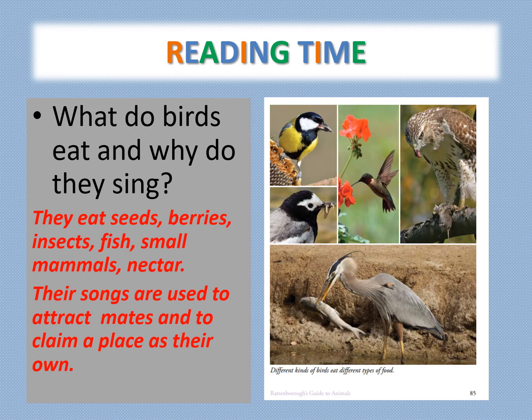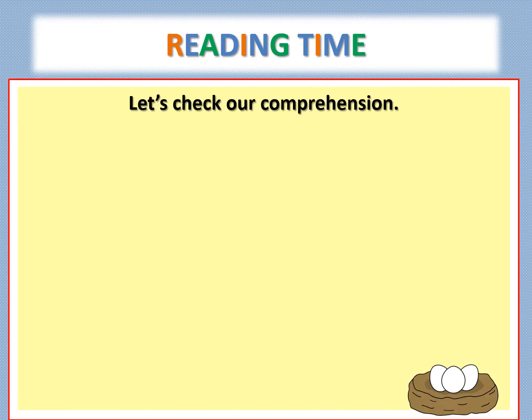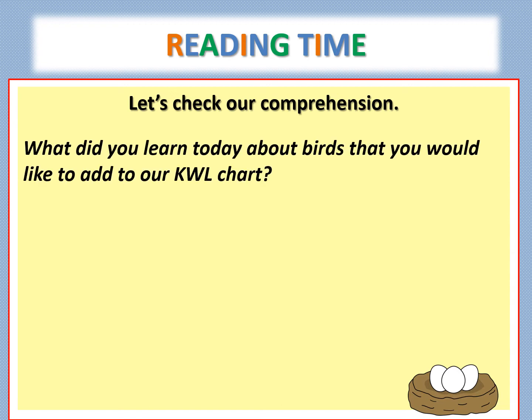So, what do birds eat and why do they sing? Yes, they eat seeds, berries, insects, fish, small mammals, and nectar. And their songs are used to attract mates and to claim a place as their own. So now that we're finished reading this chapter, let's check our comprehension. What did you learn today about birds that you would want to add to our KWL chart that we thought about at the beginning?